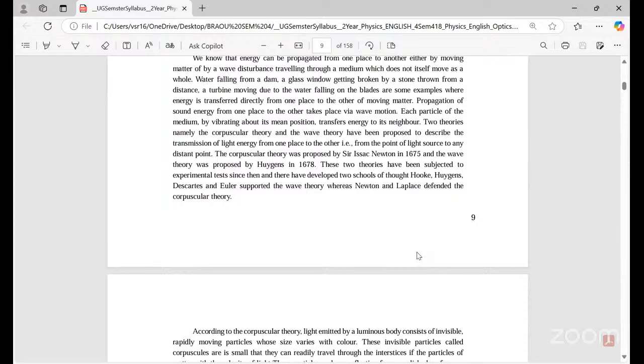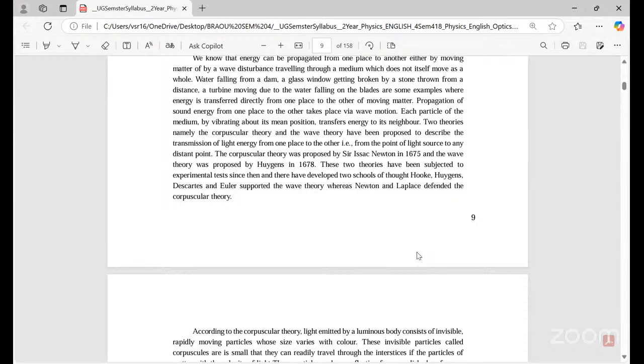Here each particle of the medium vibrates about its mean position and may transfer the energy to its neighboring particle. So there are two theories: one is the corpuscular theory, proposed by Isaac Newton in 1675, and the other is the wave theory, proposed by Huygens in 1678. There is a contradiction between these two theories.